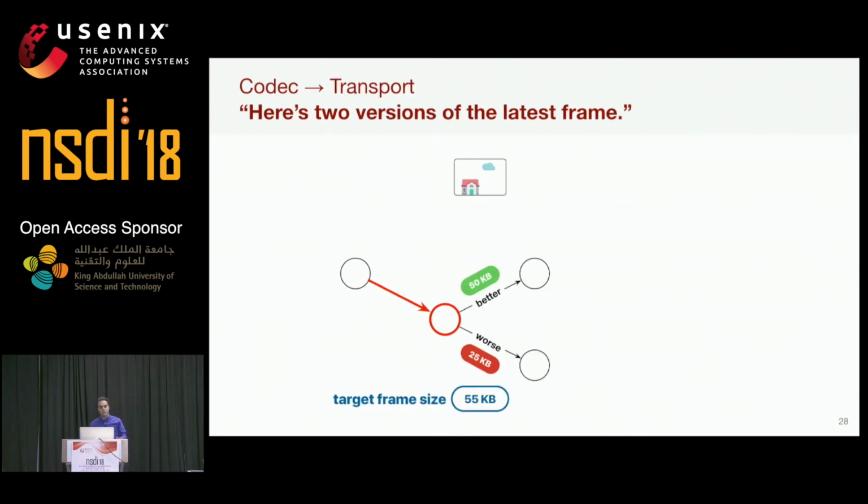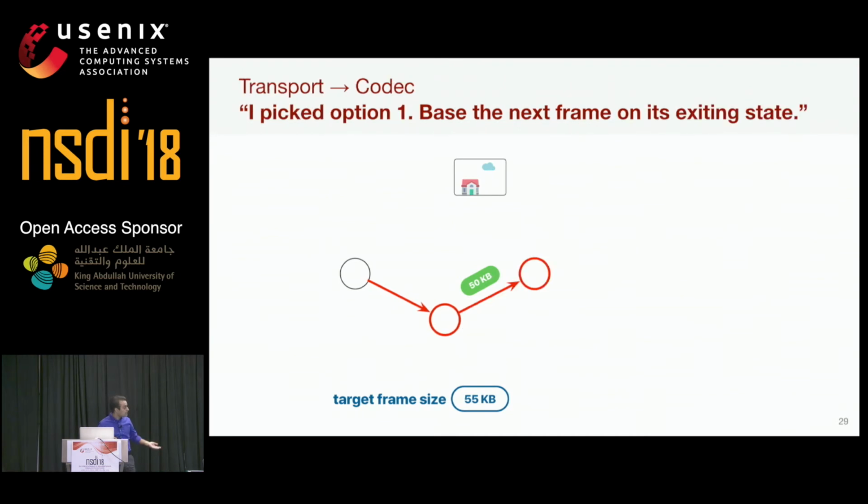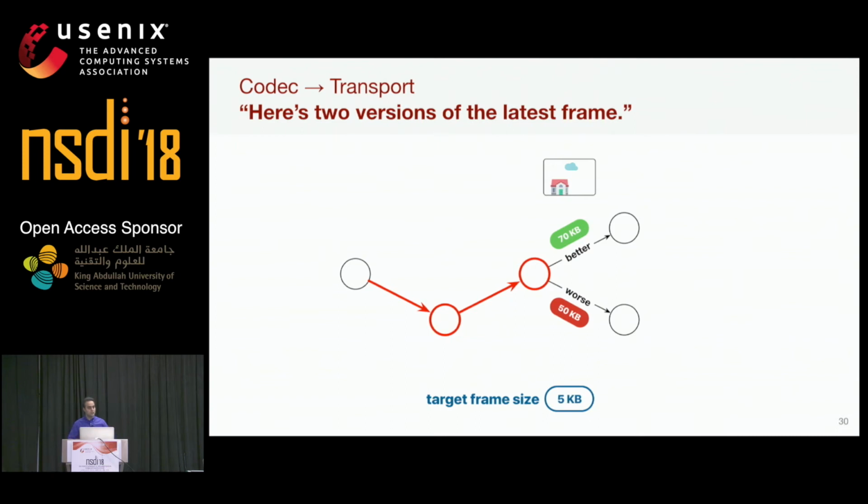Again, it gives transport 2 options. The transport will probably update its target frame size estimate based on the latest feedback. And again, picks another option, tells the encoder that I picked this one. And the encoder repeats this.